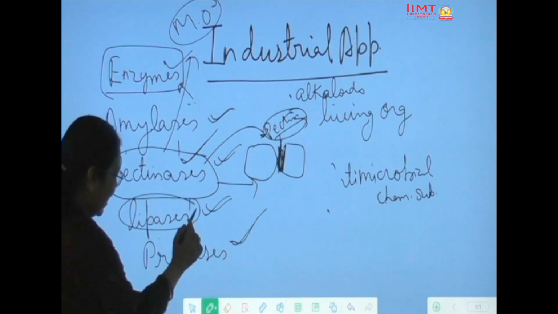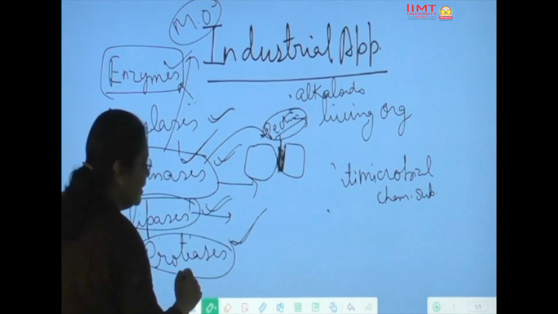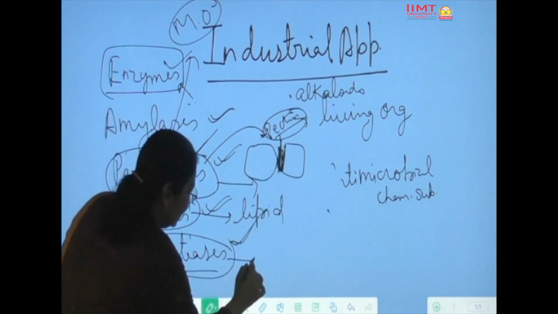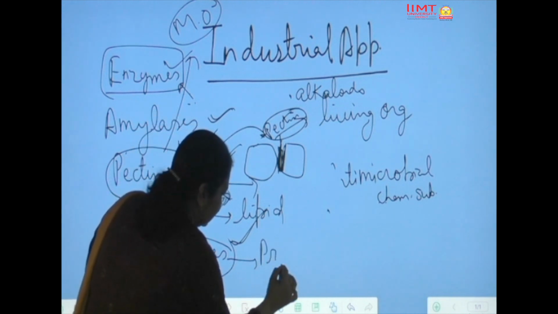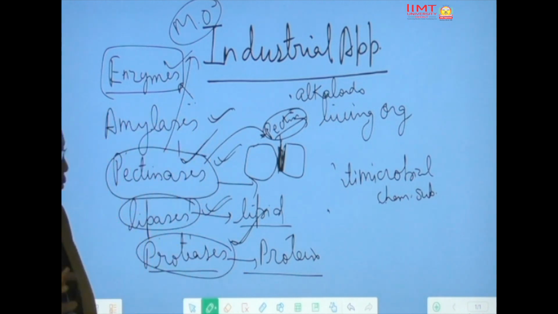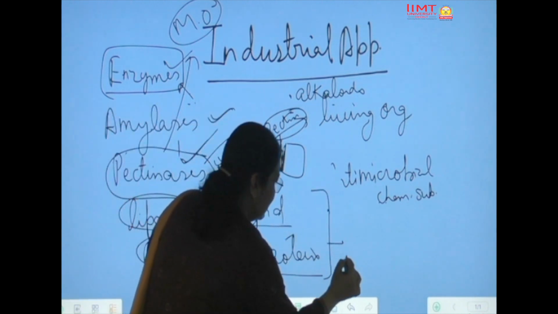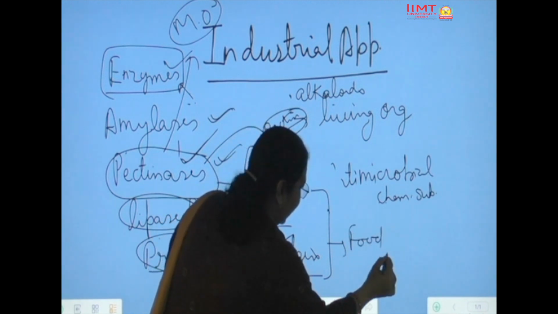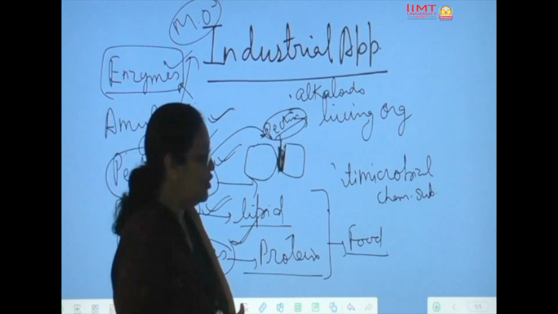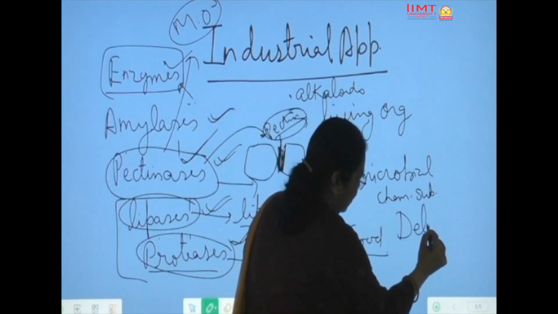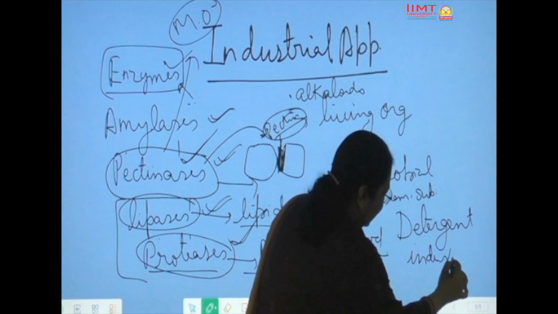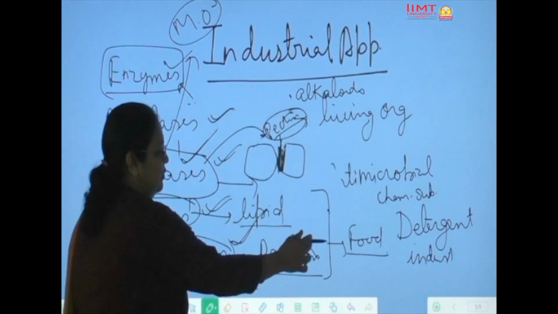Now lipases and proteases. Lipases are the enzymes which cleave or degrade lipids, and proteases are the enzymes which cleave or degrade proteins. And lipid and protein are two components of our food, right? And these two enzymes find application in detergent industries. So why did I tell you that these two compounds are components of food?